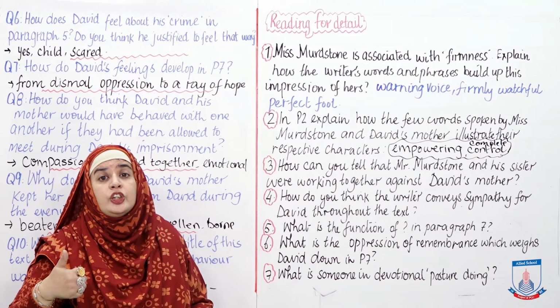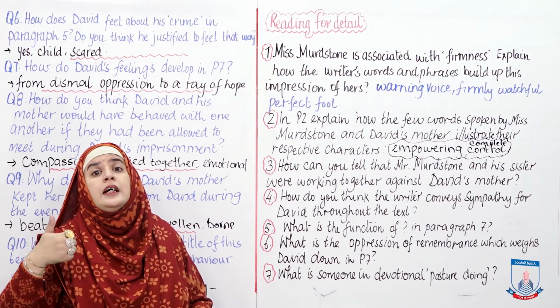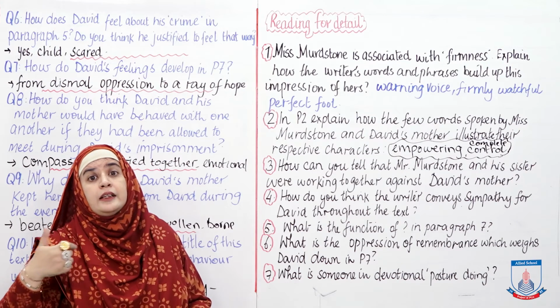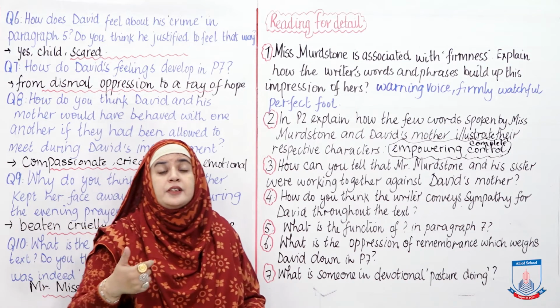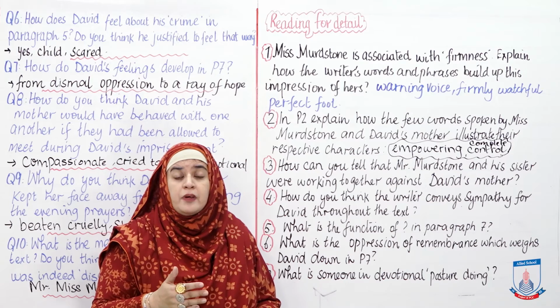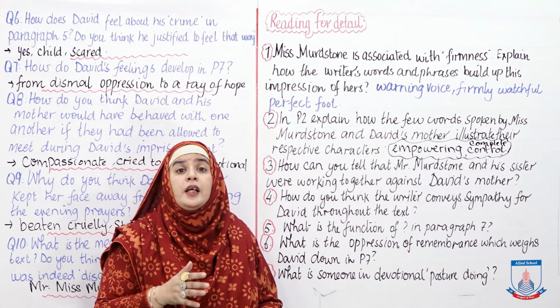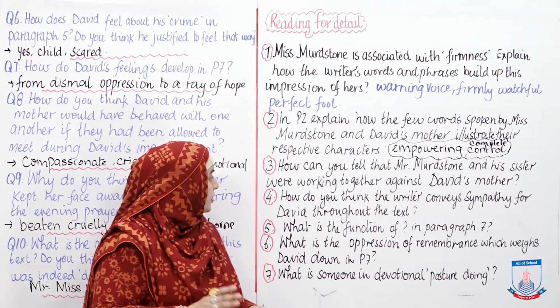So their relationship was that of a boss and the employee. She would rule David's mom, she would order David's mom, and David's mom was compelled to abide by her orders.